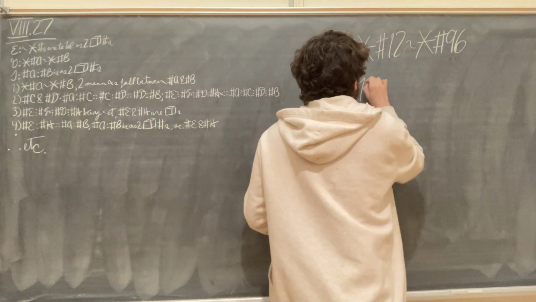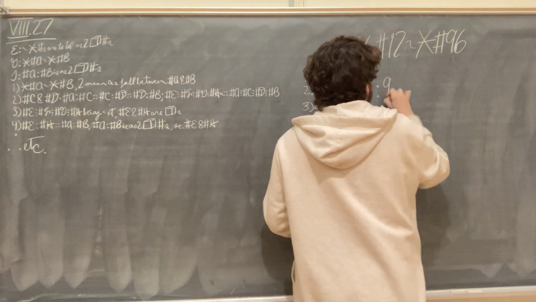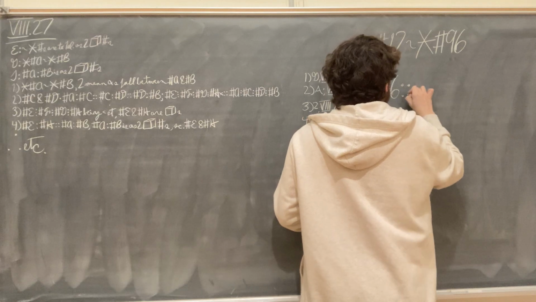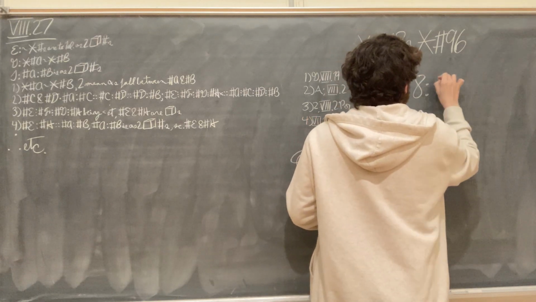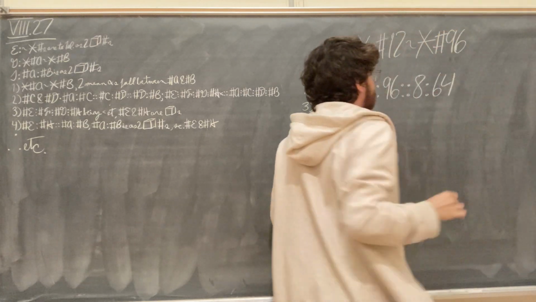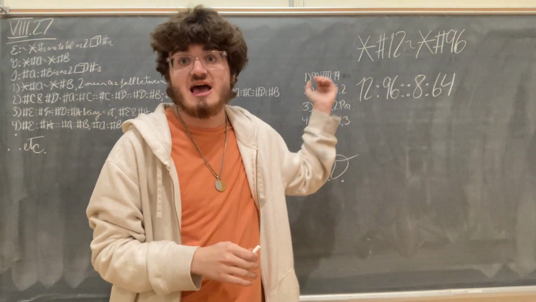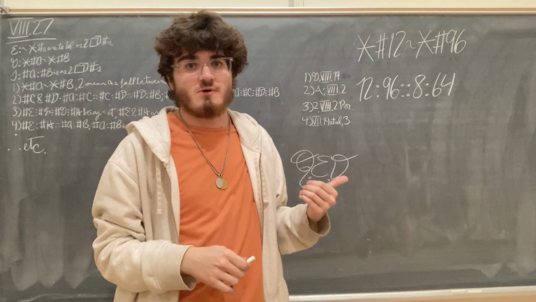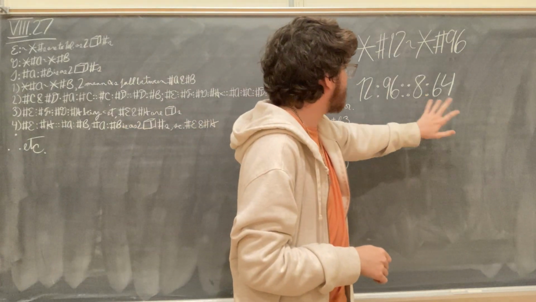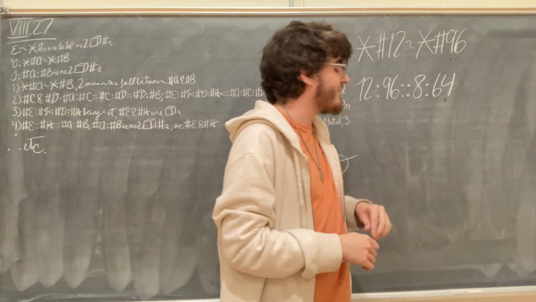And this is easy enough to verify. 12 is to 96, just as the cube number 8 is to the cube number 64. So we see that the two similar solid numbers, 12 and 96, are to each other or have the same ratio as the two cube numbers 8 and 64.